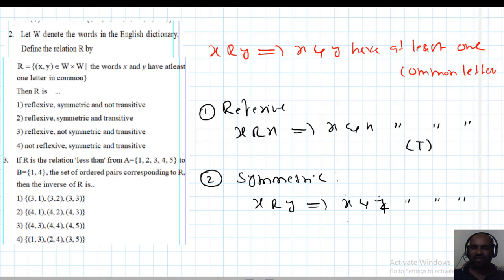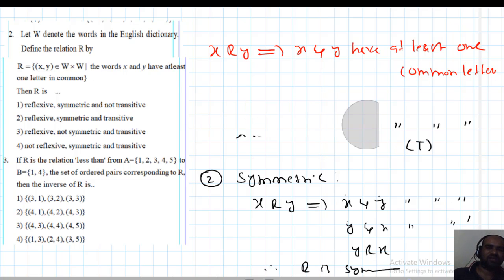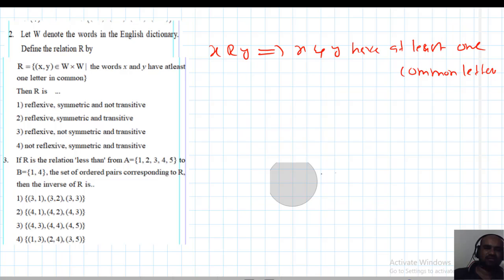What is the meaning of that? So automatically I can write y and x also will have one common letter. What is the meaning of that? y related to x. So x related to y gives y related to x, means R is symmetric. Now checking for transitive. Interesting, and transitive is not easy.